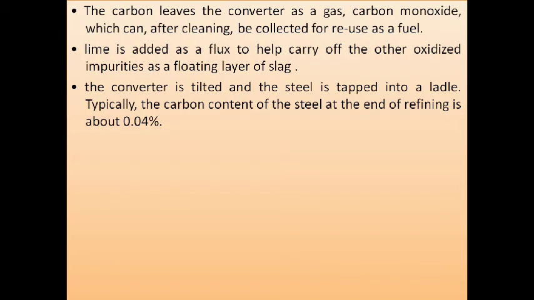The carbon leaves the converter as a gas, carbon monoxide, which after cleaning can be collected for reuse as a fuel. So here carbon monoxide is used as a fuel. Lime is added as a flux to help carry off the other oxidized impurities as a floating layer of slag. So lime is used for carrying the slag, which is the oxidized impurities, in the floating layer.